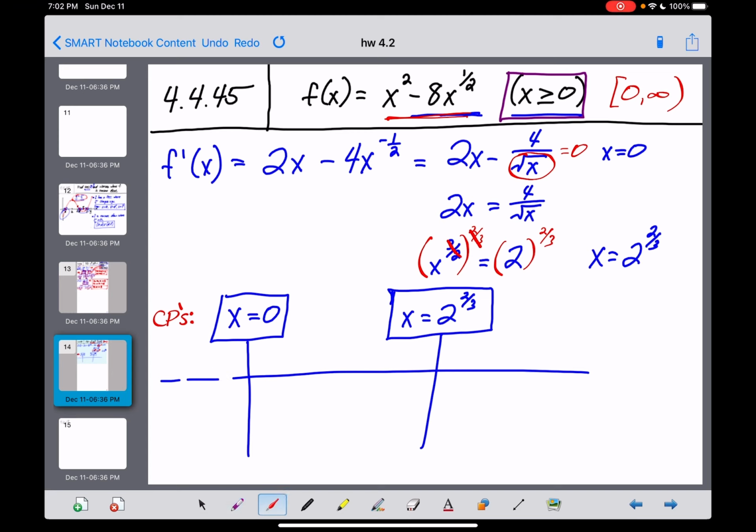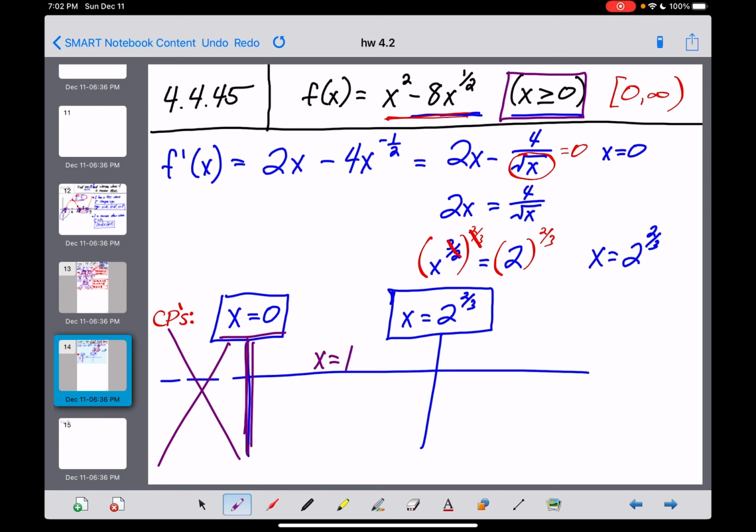This x equals 0 that we came up with right here is the hard left endpoint of this, and it does not exist. The function doesn't happen when x is less than 0. So I don't need to put in a number less than 0 because you can't. So in between them, I'd probably pick x equals 1, and then greater than 2 to the 2/3 power.